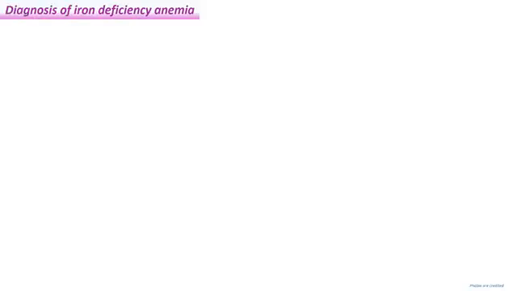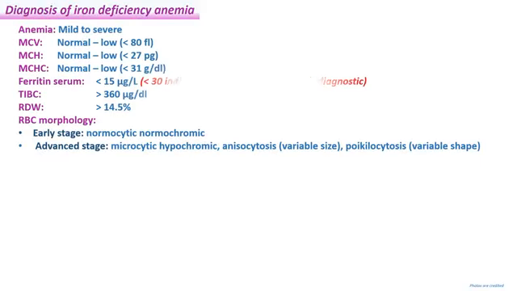Diagnosis of iron deficiency anemia. Anemia is usually mild to severe. Mean corpuscular volume normal to low, low meaning less than 80 femtoliter. Mean corpuscular hemoglobin normal to low, that is less than 27 picogram. Mean corpuscular hemoglobin concentration normal to low, that is less than 31 gram per dl. Serum ferritin less than 15 microgram per liter; less than 30 indicates iron deficiency, but when less than 15 it is specific.